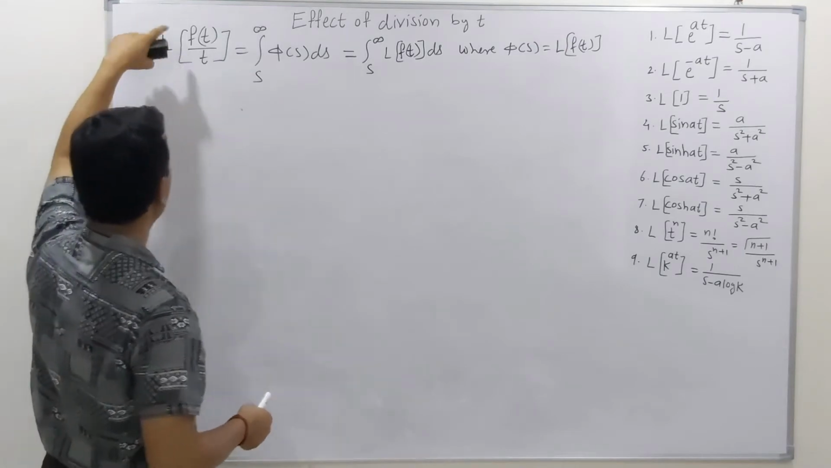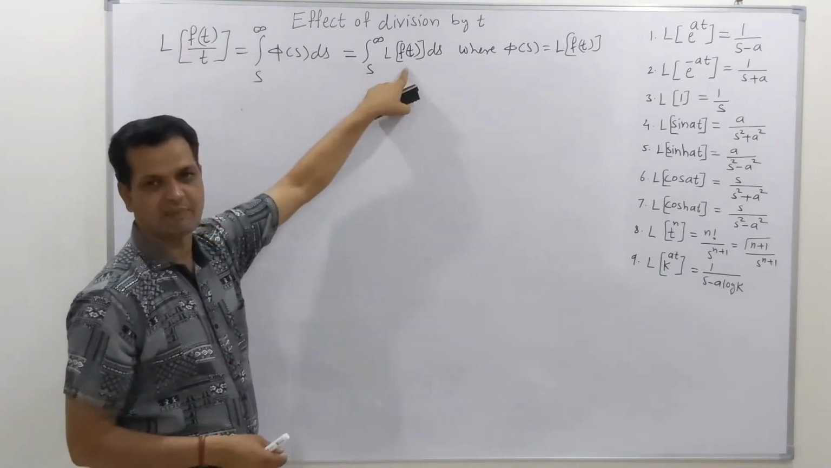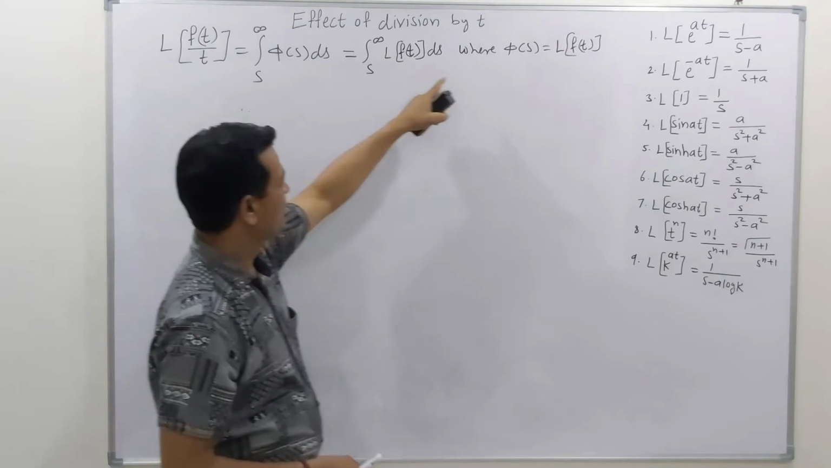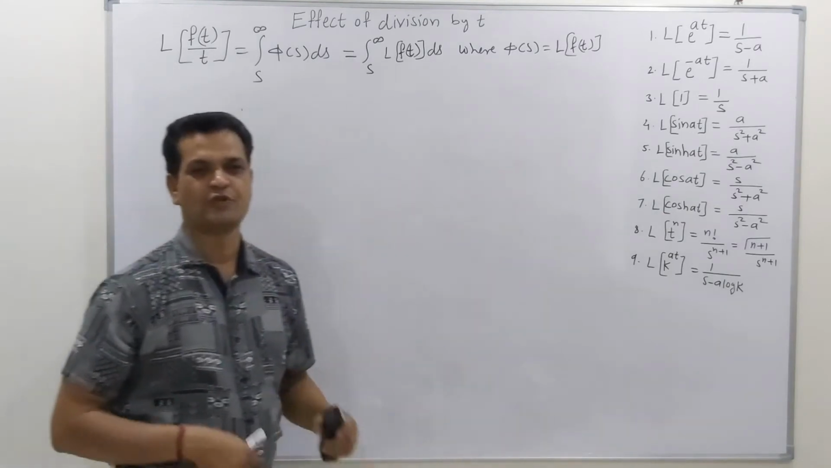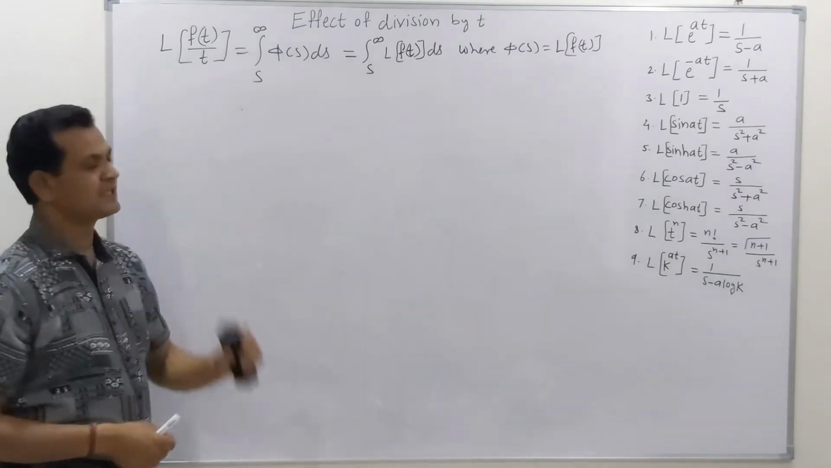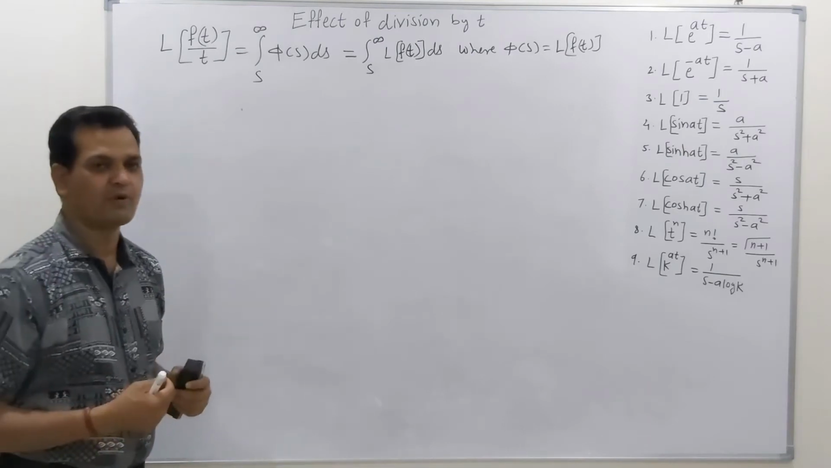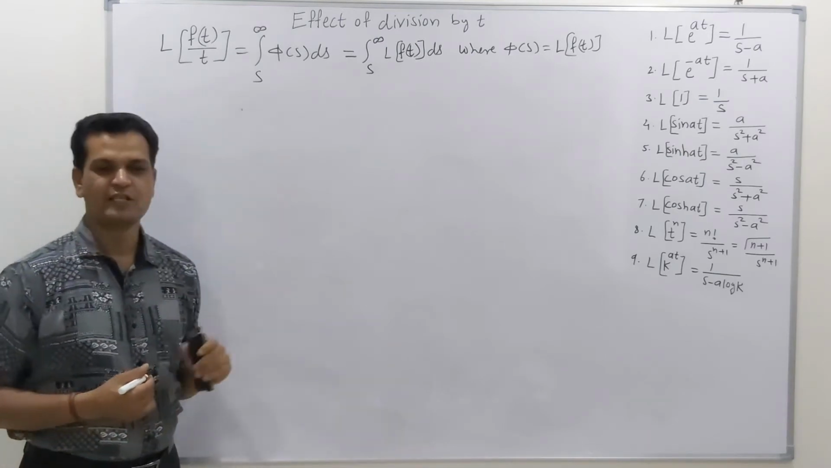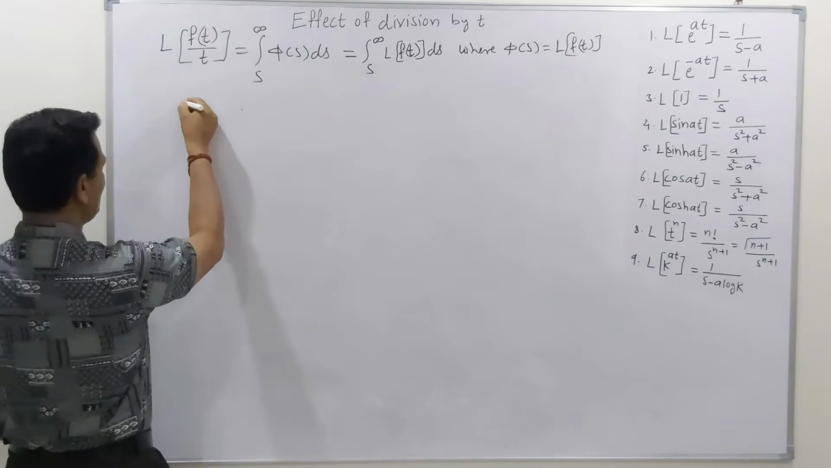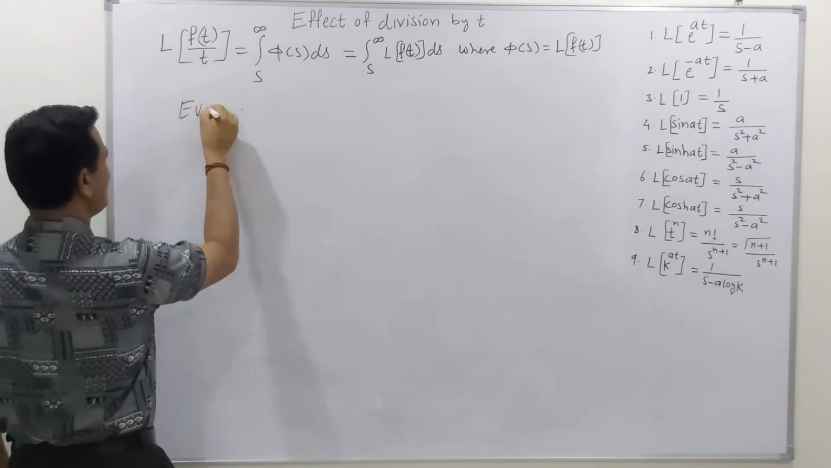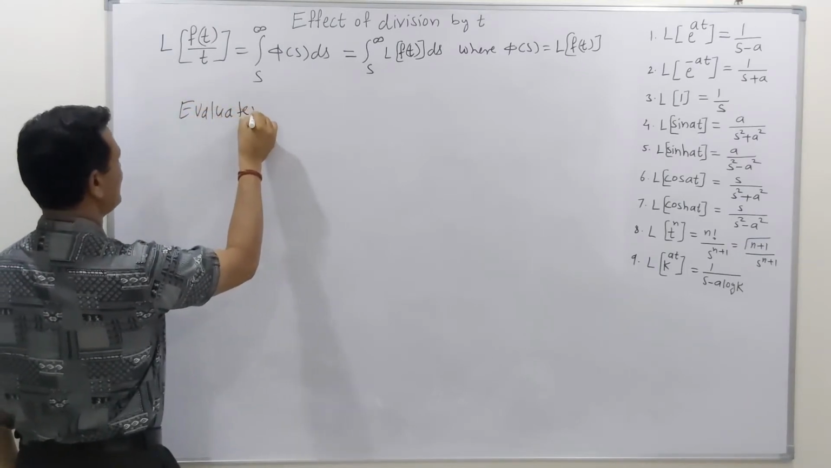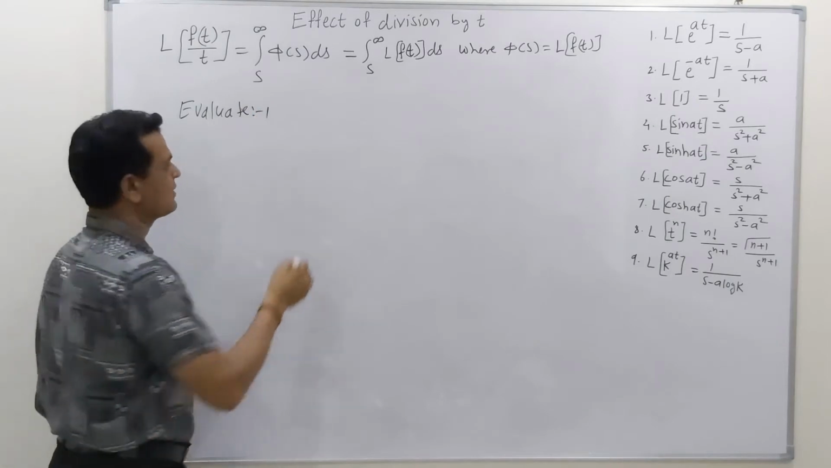So this is the value of f of t, numerator value, so take its Laplace transformation. So where the value of phi of s is Laplace transformation of f of t. So this is called as effect of division by t property. So now to understand this property, take the example. So example is evaluate.